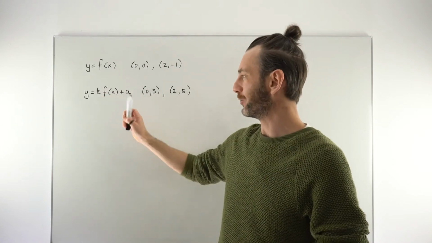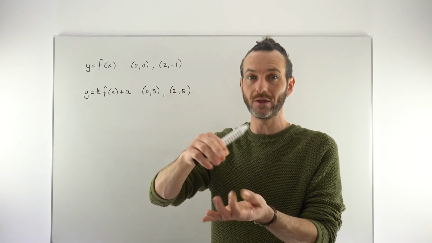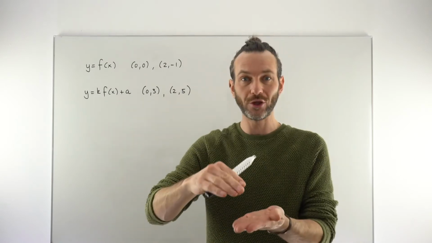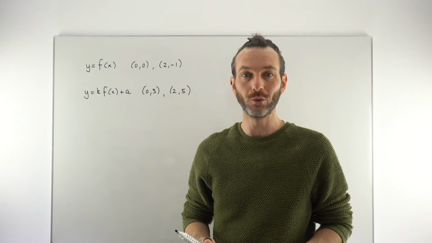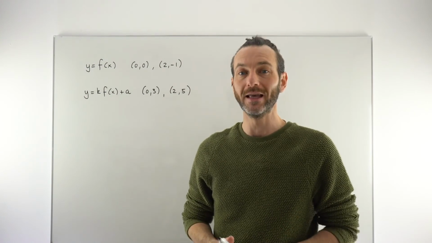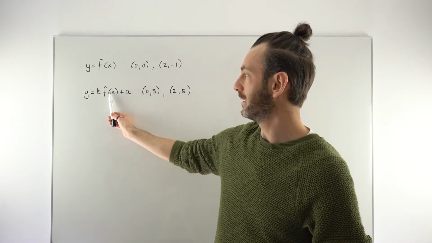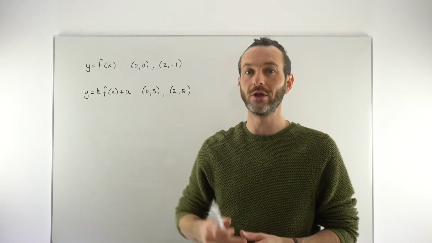So the a value moves the graph vertically, either up or down, not stretching it, so it's moving it up or down, preserving the shape. The k value does stretch it vertically, so we're only making changes here to the y coordinates. There's nothing happening to the x coordinates. So these are both vertical transformations.